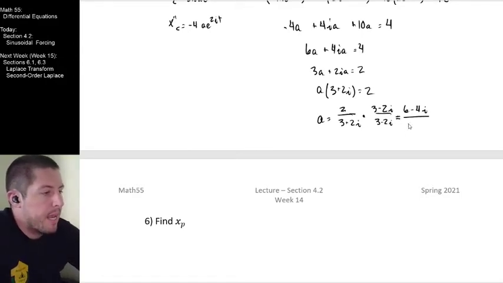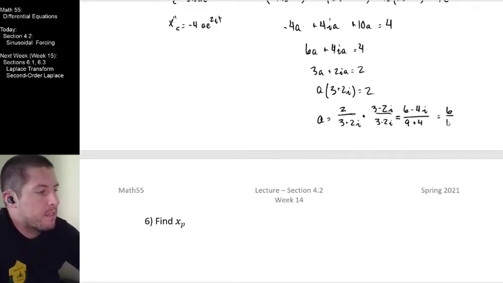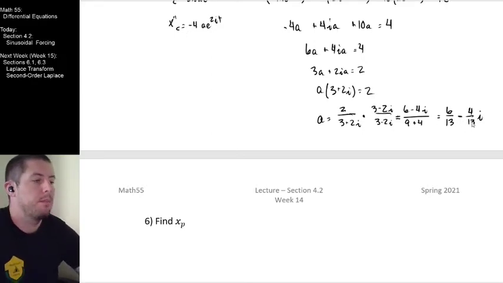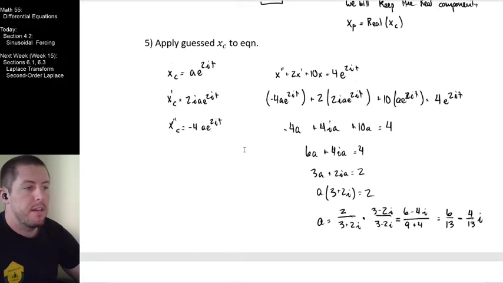On bottom, I'm going to get a 9 plus 4. And that's going to give me 6/13 minus 4/13 i. Right? Just doing my little bit of arithmetic there for A. So now we have found, so that was our method of undetermined coefficients.